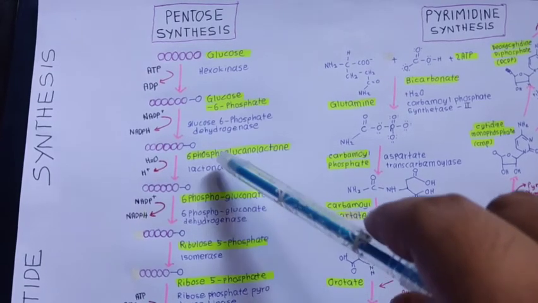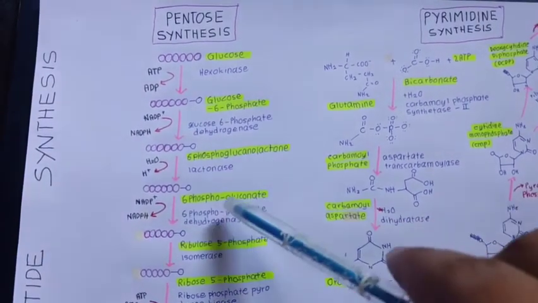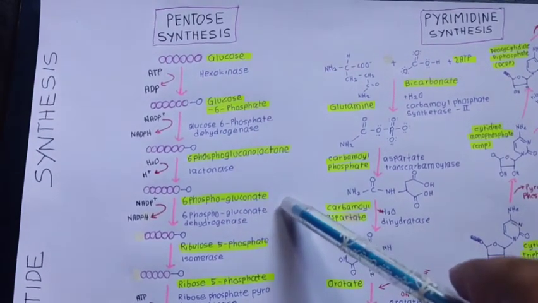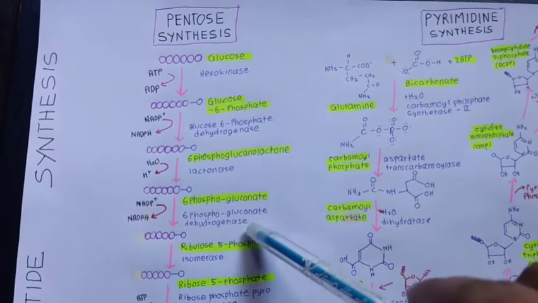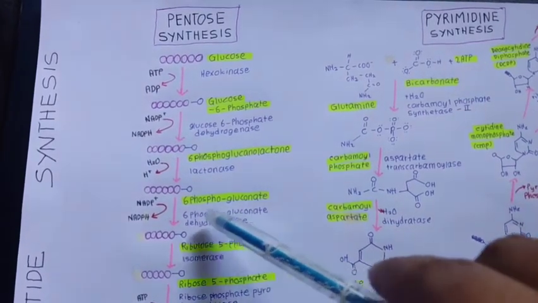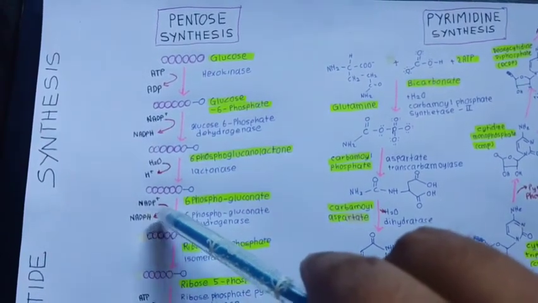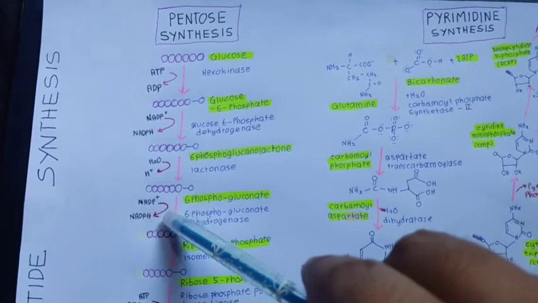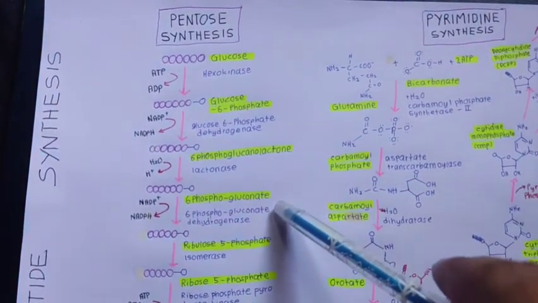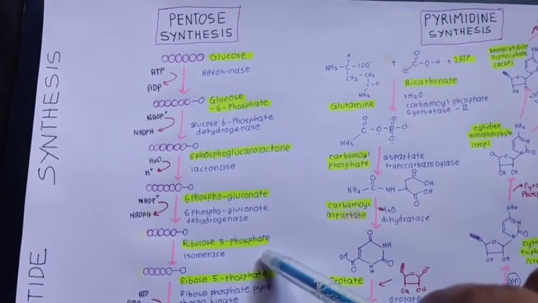Then, we convert 6-phosphoglucolactone into 6-phosphogluconate. In this step, the enzyme 6-phosphogluconate dehydrogenase is involved. NADP positive converts into NADPH and takes 1 hydrogen. 6-phosphogluconate was converted into ribulose 5-phosphate.